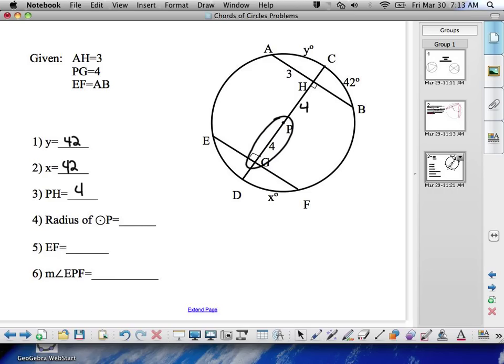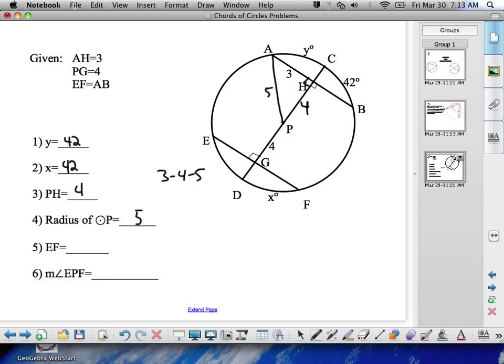Find the radius of circle P. Okay, find a radius. Well, I notice right here, I have 3 and 4, and I have a right angle. So let's draw the radius right here. And magically, you should recognize this right away as one of our triples. 3, 4, 5, Pythagorean triple. So what would the radius be? PA would be 5.